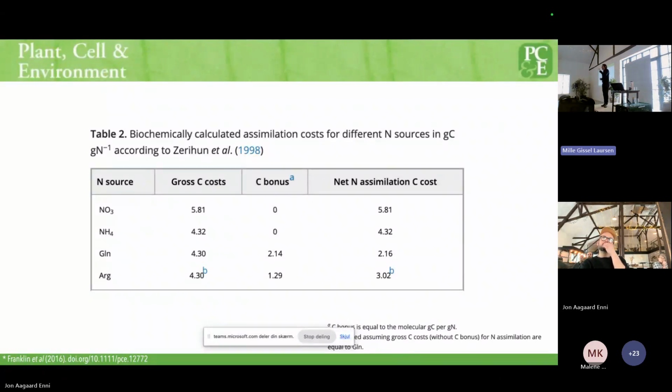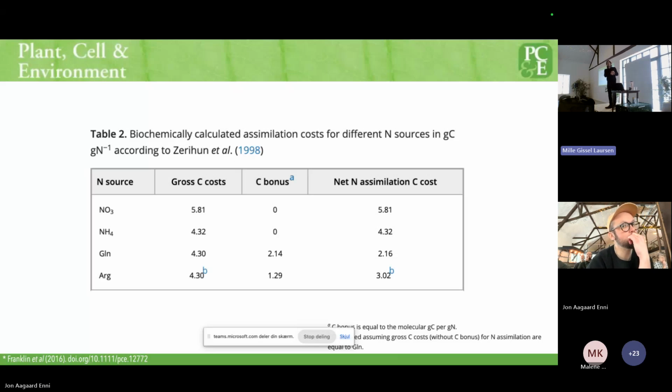So let's start with nitrate. What this number is saying is how many grams of carbon, and think of carbon as energy, are needed to build the enzyme to facilitate these reactions. What is the carbon cost for the plant to process 1 gram of nitrogen? How much carbon does it require to process 1 gram of nitrate? You can see here that the plant requires 5.81 grams of carbon, 5.81 grams of energy, if we can say that, to process 1 gram of nitrate.